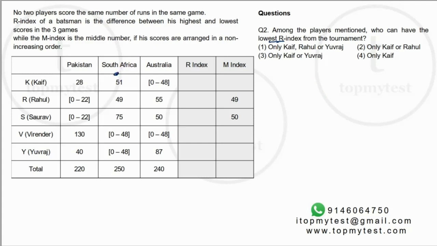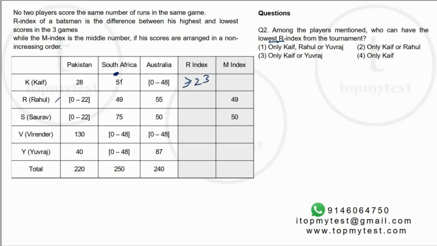Highest score is 51. The lowest can be 0, or it can be 0 to 48 when it is up to 28. And once this goes beyond 28, then 28 will be the lowest score, right? So the maximum possible R index will be 51 minus 0. That's 51. And the lowest will be when it is equal to 28, right? So 51 minus 28, which is 23. So his R index will be greater than or equal to 23.